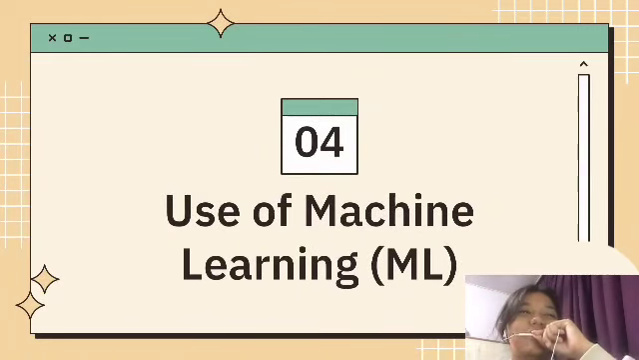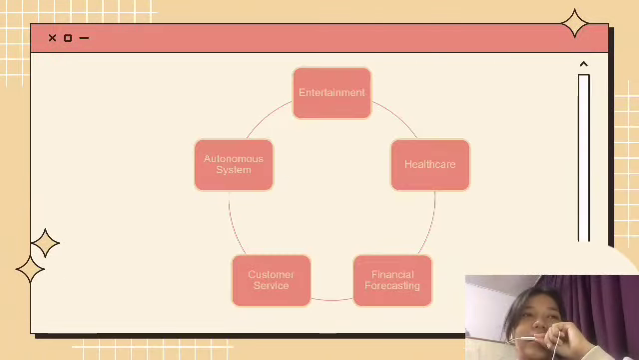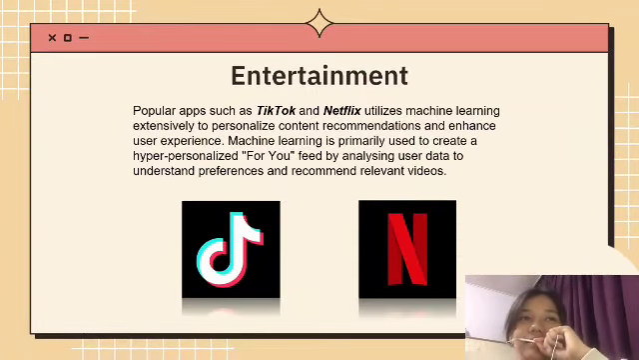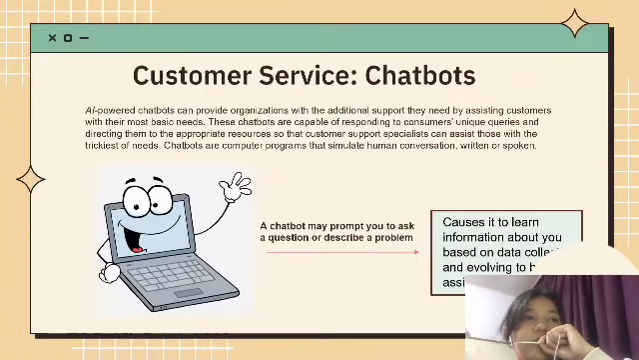For the uses of machine learning, there are 5 examples that apply machine learning in our daily life. The first one is entertainment. Popular apps such as TikTok and Netflix utilize machine learning extensively to personalize content recommendations and enhance user experience. Machine learning is primarily used to create a hyper-personalized For You feed by analyzing user data to understand preferences and recommend relevant videos. The fourth one is customer service, which uses chatbots.